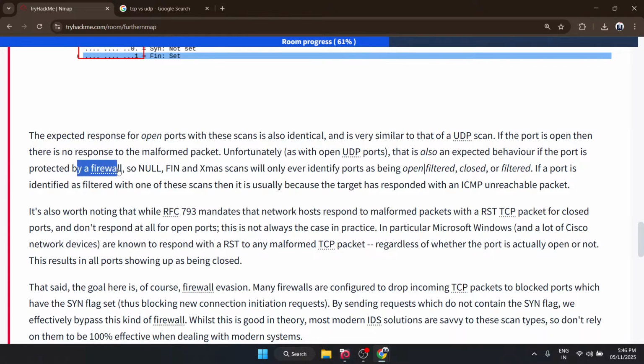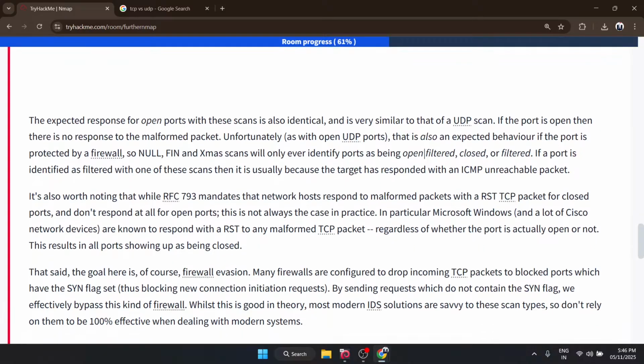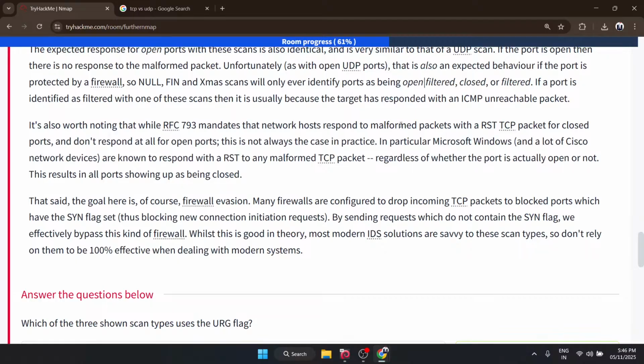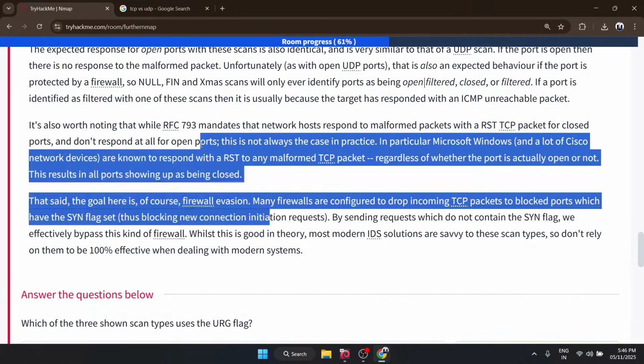So if there is a firewall, then null, FIN, and Xmas scans will only ever identify a port as being open or filtered. If a port is identified as filtered with one of these scans, then it is usually because the target has responded with an ICMP unreachable. Everything like that. Okay, this is just normal theory.